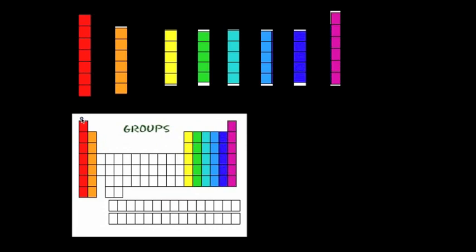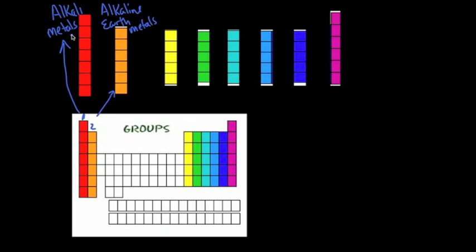You have 18 groups or families going up and down across the periodic table, and we number them from 1 to 18. Group 1 is called the alkali metals. They are the most reactive metals on the periodic table. Group 2 is called the alkaline earth metals. They are the second most reactive metals on the periodic table.